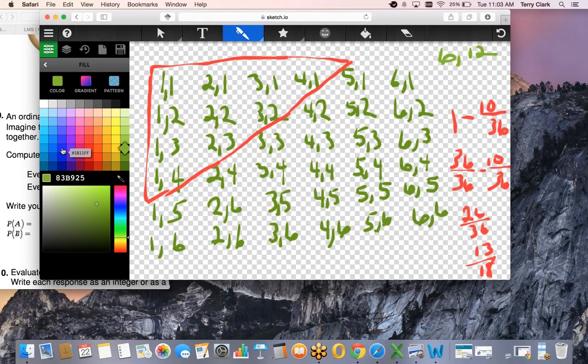Let me pick a different color here. I'm going to pick blue. And I'm going to take, okay, so that's 6.